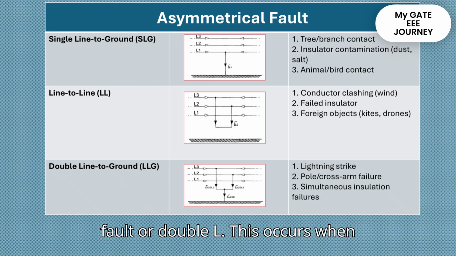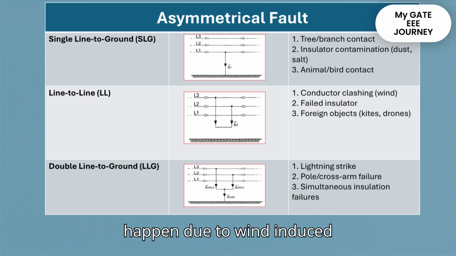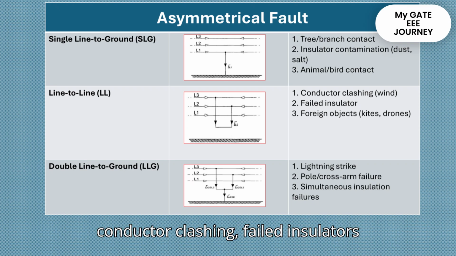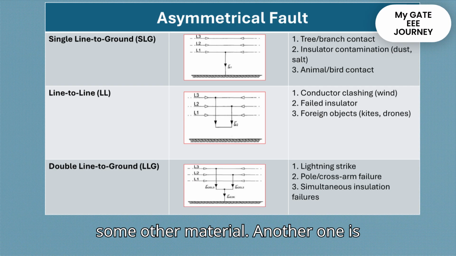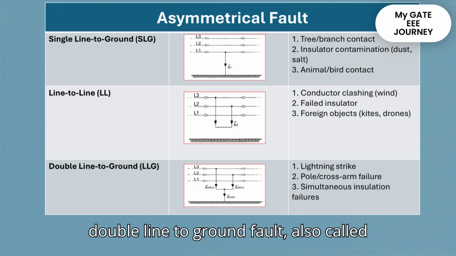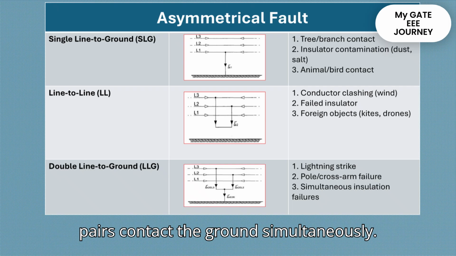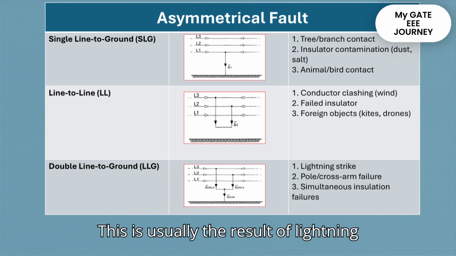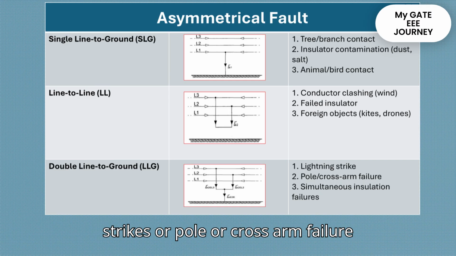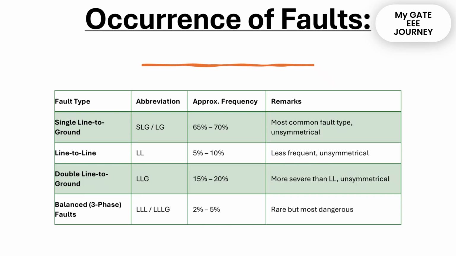Another type is line to line fault or LL. This occurs when two conductors touch each other. This can happen due to wind induced conductor clashing, failed insulators, or foreign objects like kites or some other material. Another one is double line to ground fault, also called LLG fault. This happens when two phases contact the ground simultaneously. This is usually the result of lightning strikes, or pole or cross arm failure, or multiple insulators failing together.